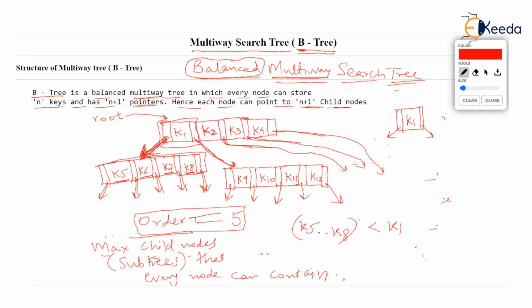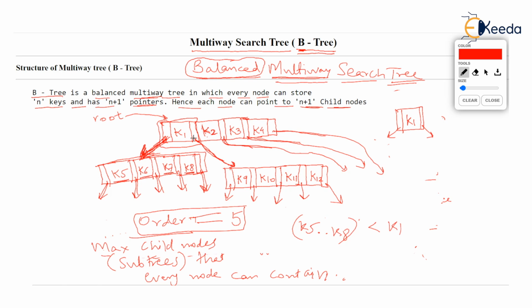Okay, observe these keys now. K9 to K12, check the mouse hover. Now where are these stored exactly? To the right of K1. Yes, they are to the right of K1 but left of K2, isn't it? Then these keys K9 to K12 are greater than K1 because they are to the right of K1, but they are less than K2. I hope you are understanding.